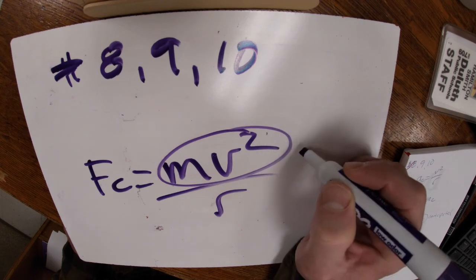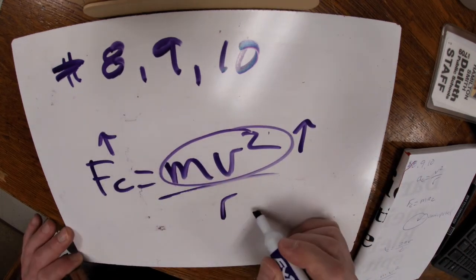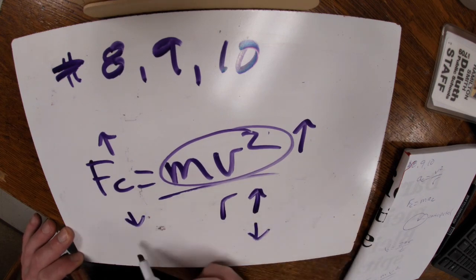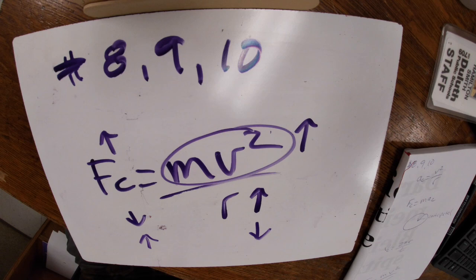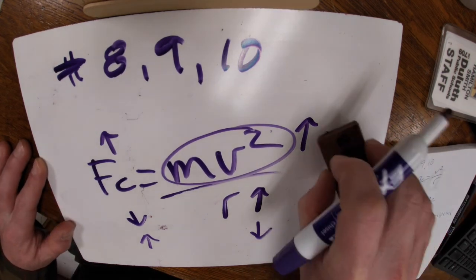So when this goes up, this goes up. When this goes up, this would go down, or vice versa. When this goes down, then this would go up. So the bottom one's kind of opposite. The top one is the same. So they call it a direct relationship and an indirect relationship.